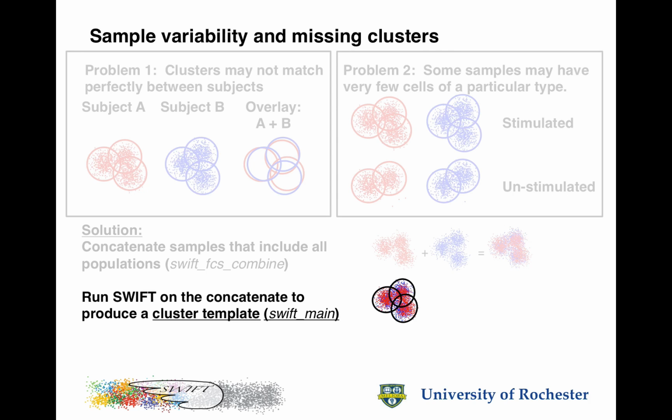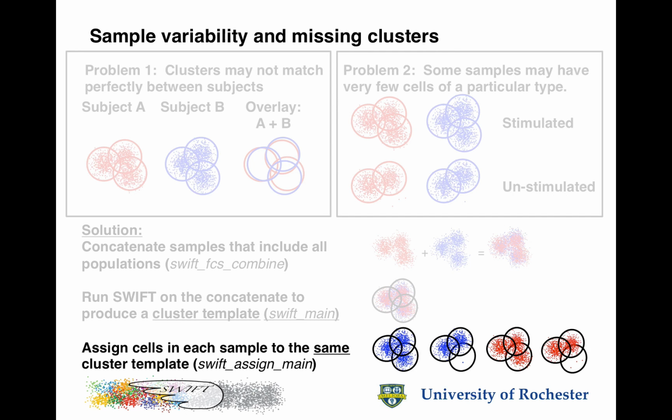So this is a normal Swift clustering run, and one of the output files, as we showed in tutorial 2, is a template file, and we can use that to assign any number of additional samples to the same clusters. And that's the third step in this procedure. We can take samples that may contain all 3 populations, only 2 of those subpopulations, and so on, and they can all be assigned to the same cluster template using Swift assign main.